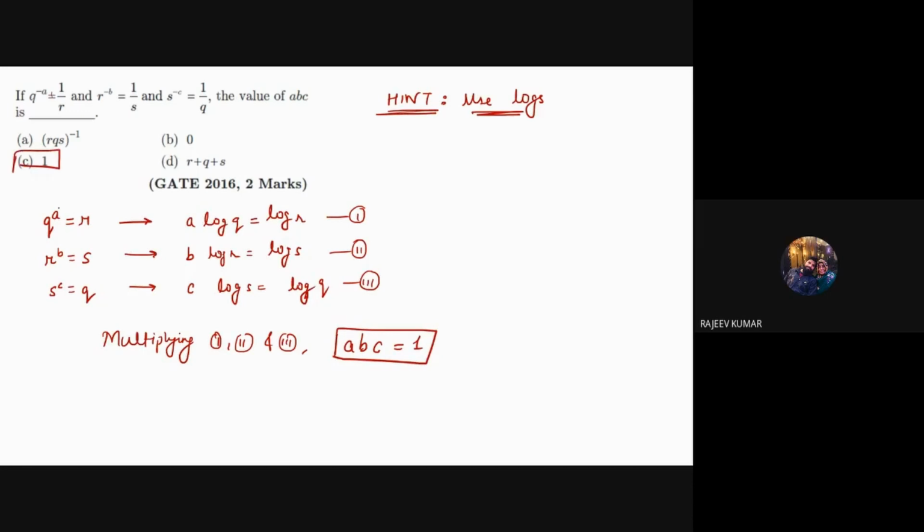I guess I have done this thing: whenever you take the log of a power, at a raised to p, if you take its log, the power comes to the front and you will get p log a. This happens whenever we take the log. So the same property I have used over here.